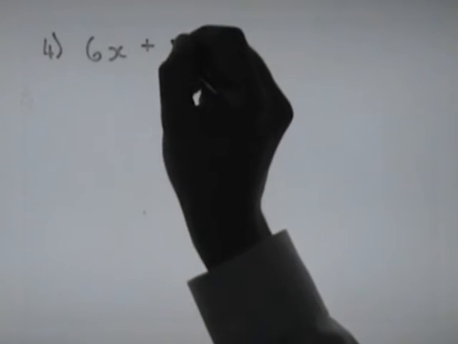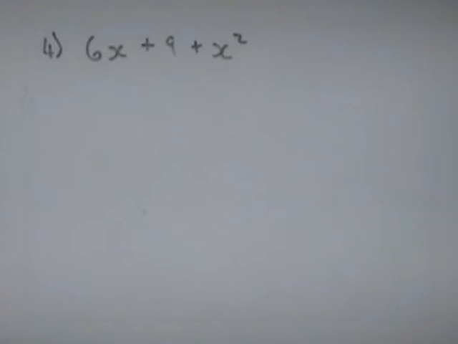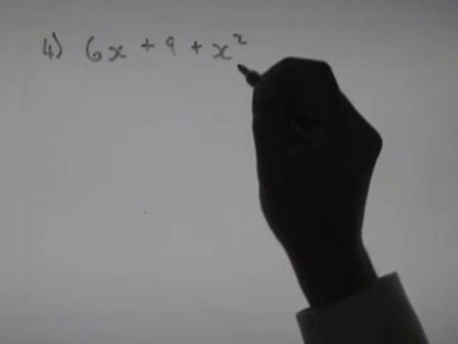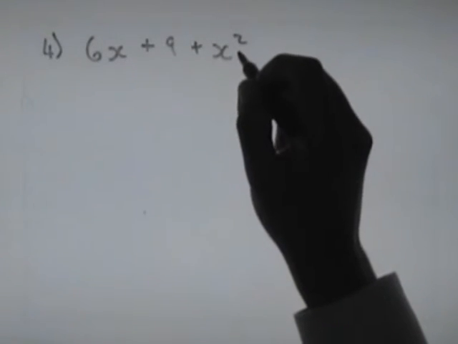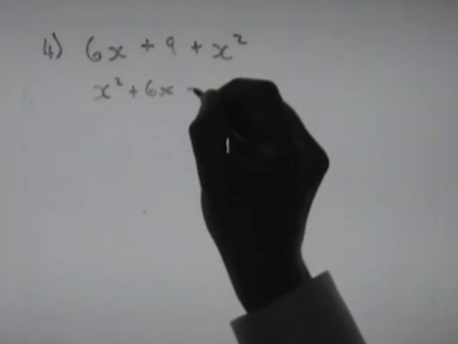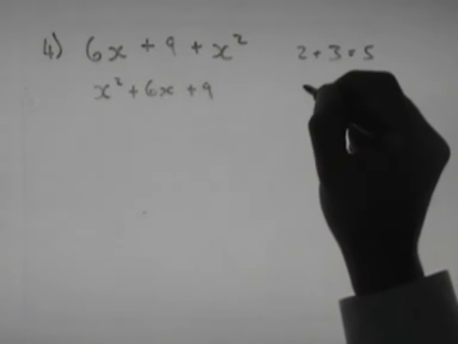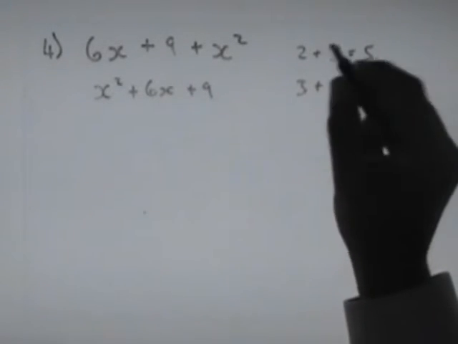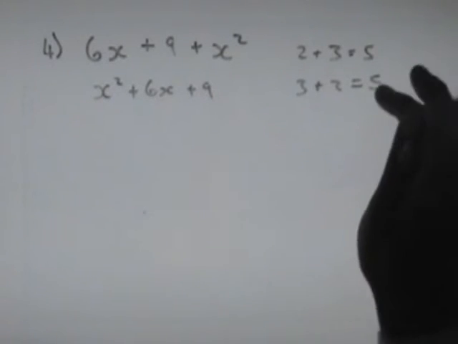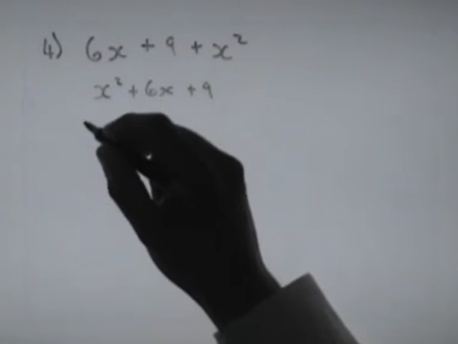The fourth one read 6x plus 9 plus x squared. This is an easy one to do. All we do first is start by rearranging it. Make that x squared plus 6x plus 9. Remember, 2 plus 3 is equal to 5, 3 plus 2 is equal to 5. It doesn't matter in which order we write it. The only reason I rearranged the order was so that I could factorize it.